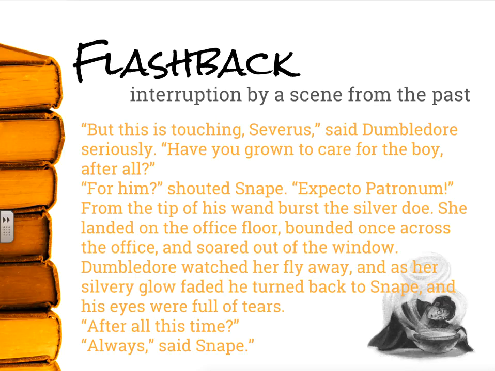"But this is touching, Severus," said Dumbledore seriously. "Have you grown to care for the boy after all?" "For him?" shouted Snape. "Expecto Patronum." From the tip of his wand burst the silver doe. She landed on the office floor, bounded once across the office, and soared out of the window. Dumbledore watched her fly away, and as her silvery glow faded, he turned back to Snape, and his eyes were full of tears. "After all this time?" "Always," said Snape.